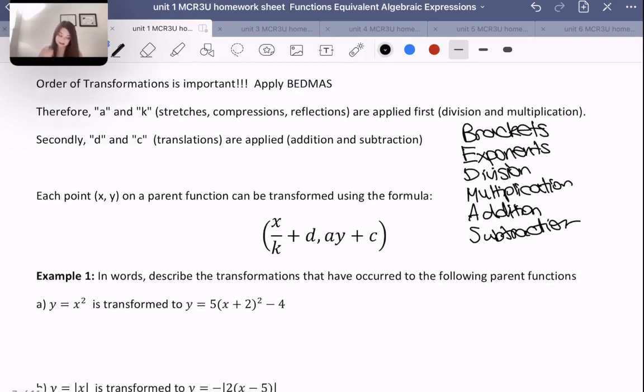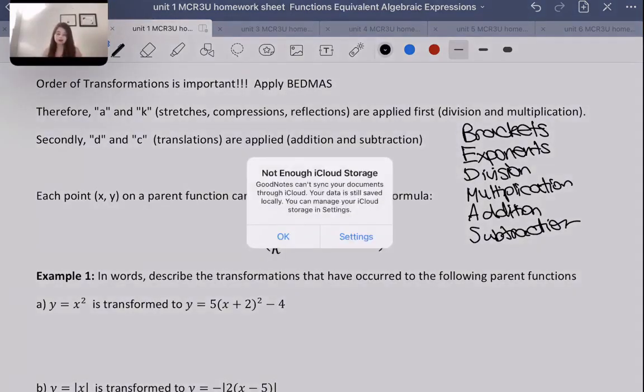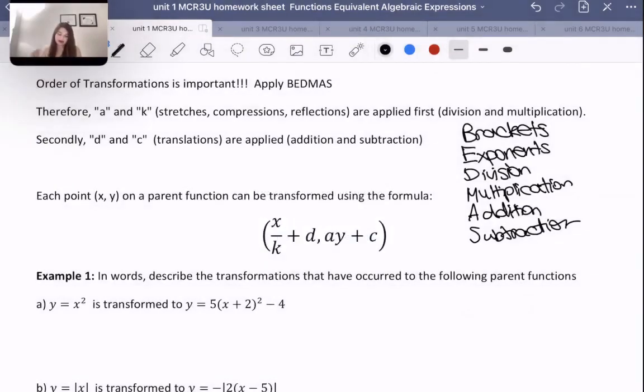And when it comes to applying BEDMAS to transformations, what we mean is that we need to figure out that A and K, which are stretchings, compressions, and reflections, are applied first, right? Then secondly, D and C are applied. So in terms of our order, first what we do, so for example, if we are transforming a point or transforming an entire table of values, make sure we always do A and K first, and then D and C last.